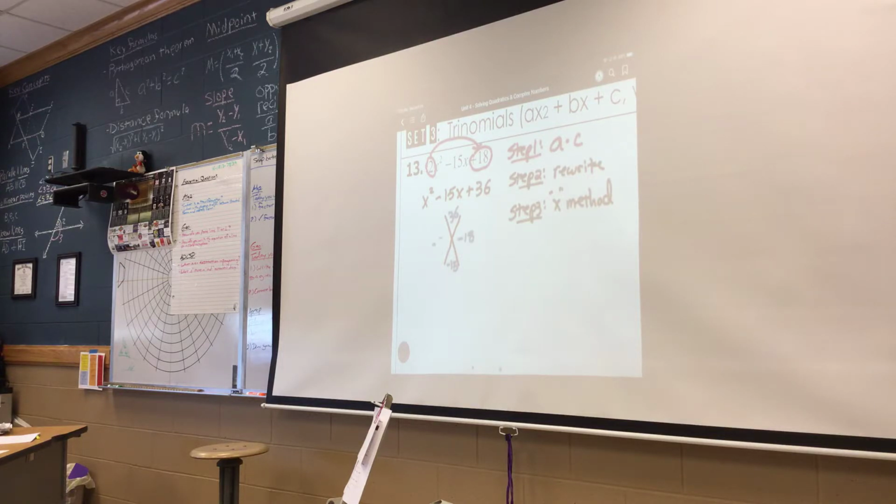Wait a minute. Negative 2 minus negative 18 is negative 4. It's not going to work. Okay, so that's not working, is it? No, it's not going to work.